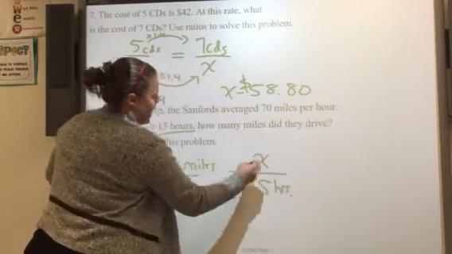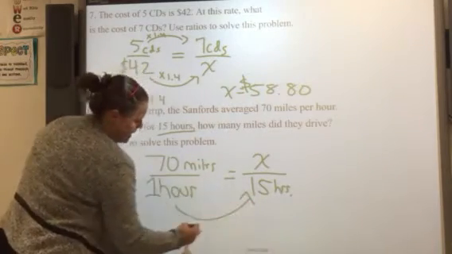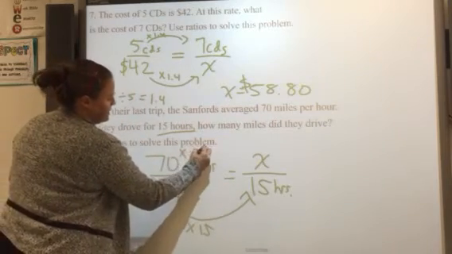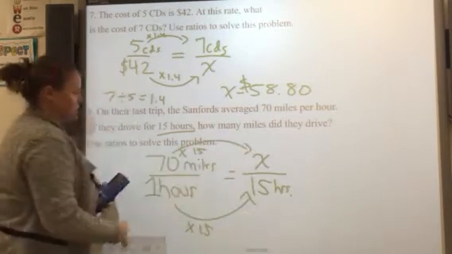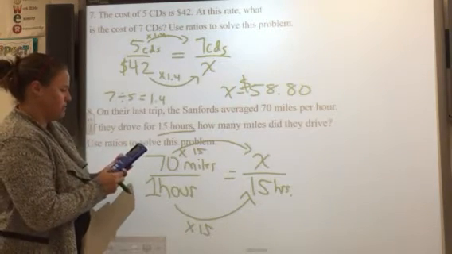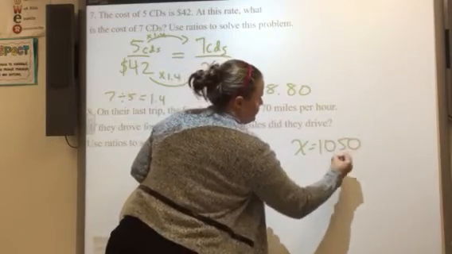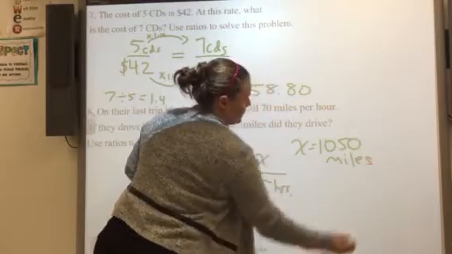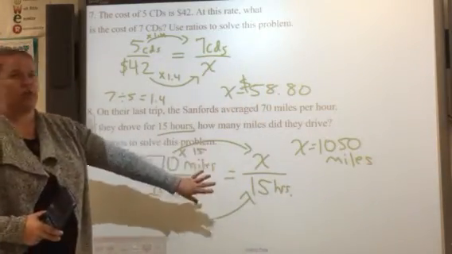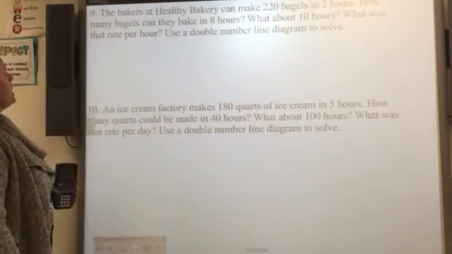And I need to figure out how many miles that could have gone. So I know that 1 times 15 is equal to 15. So 70 times 15 is going to equal the other one. So with my calculator, 70 times 15 is 1,050 miles. Again, you may use a calculator on the test, but you must write your ratio on the paper, your proportion. Okay? All right, number 9.